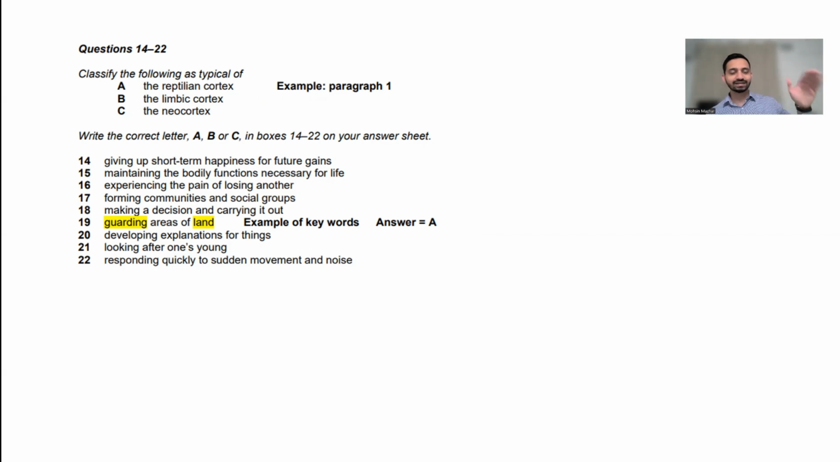Write the correct letter A, B, or C in the boxes 14 to 22. We are following the instructions carefully. These are your questions. These are your options. Question 19 on your answer sheet is option A. When you read the article, you will know why that is.